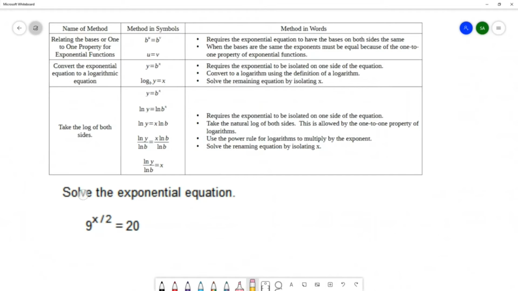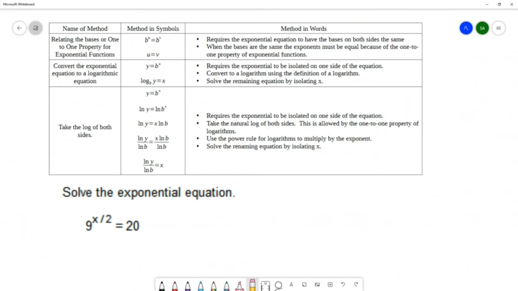On this question, we want to solve the exponential equation. And our equation is 9 to the x over 2 equals 20. So up on the top I have a table of different methods for solving exponential equations. And the first method that is sort of our go-to method is called relating the bases, or uses what's called the one-to-one property for exponents.